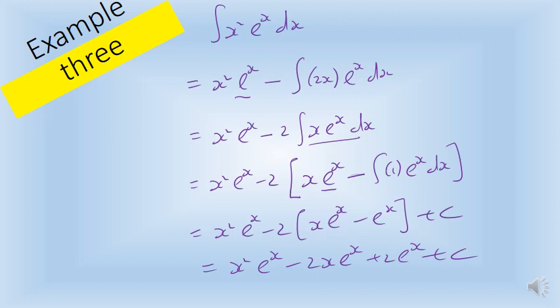So if you want to sharpen up your differentiation, differentiate the right hand side. I challenge you to do that right now, and you would end up with the integrand x squared e to the x. Sweet, simple, straightforward.